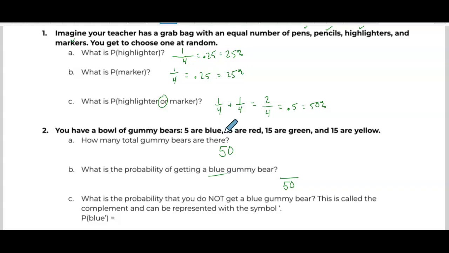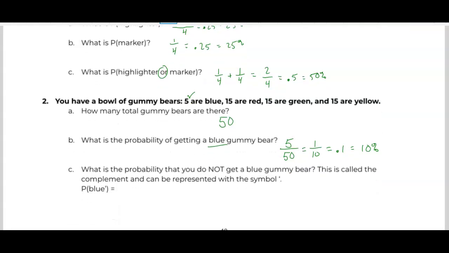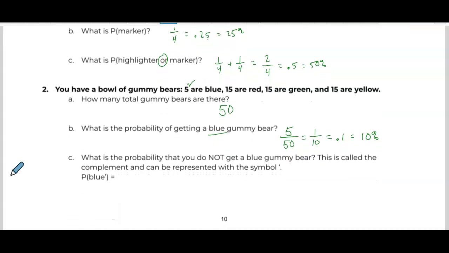When I look for the blue, it says there are 5 of them, so 5 over 50. Fractions need to be reduced, so that's going to become 1/10. You can write it as a decimal, or you can write it as a percent. All right, so if we don't have equally weighted options, we do need to establish a new denominator to show that.